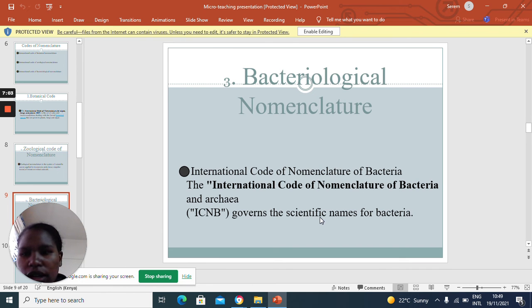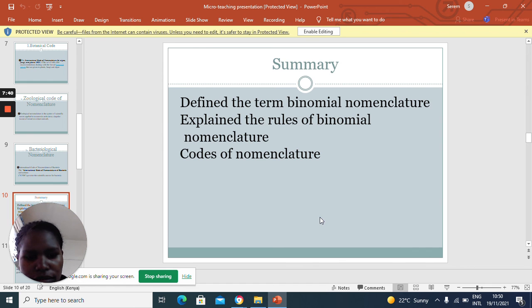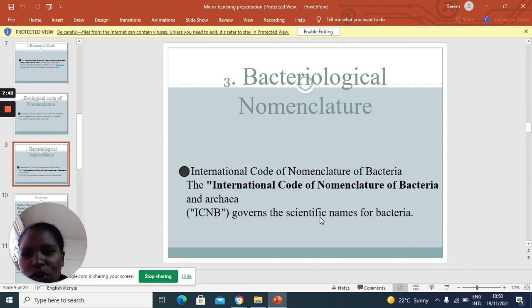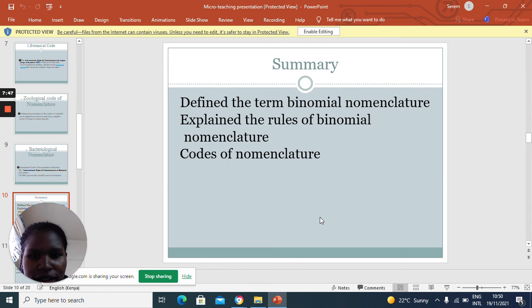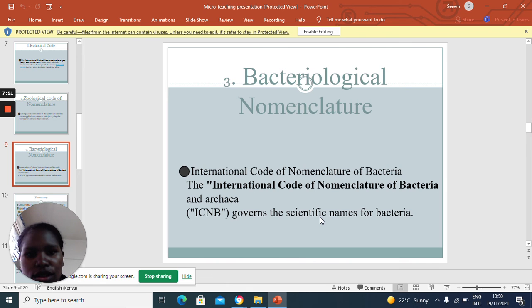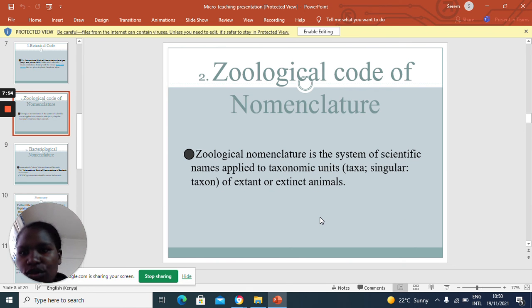Then we have the third code of nomenclature, which is bacteriological nomenclature. As the name suggests, bacteriology is the study of bacteria, and the International Code of Nomenclature of Bacteria is denoted by ICN, and these are the scientific names that govern archaea and bacteria. We can give examples of scientific names for bacteria, like we have Ascaris lumbricoides. Any other example I can get from class? Good. Yes. So those are the codes that we have. There are 3 of them, and we have discussed them.